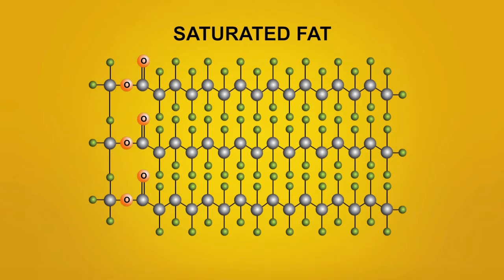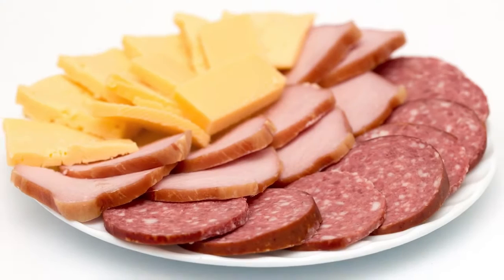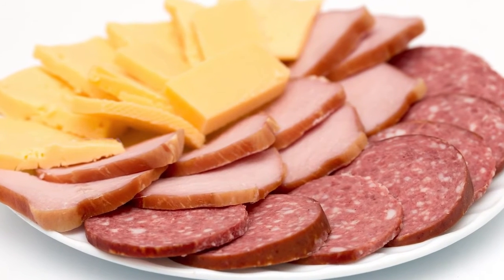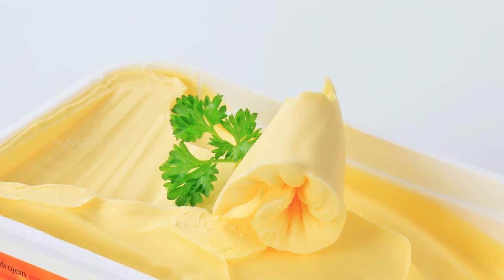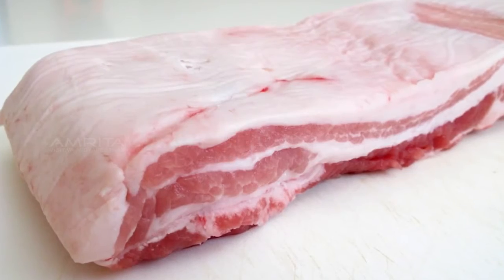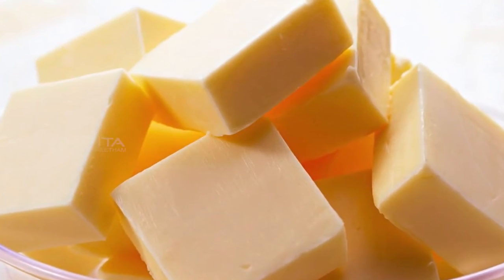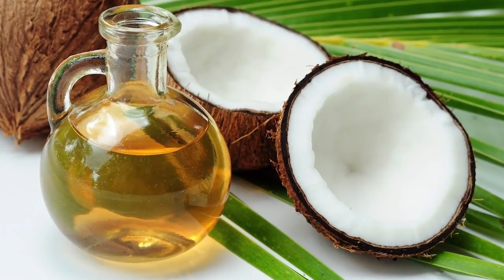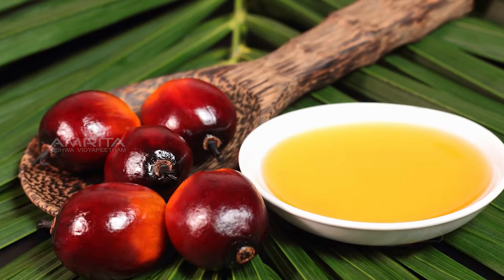Saturated fats contain only single bonds within the carbon chain. Saturated fats are of animal origin and are usually present in the solid form. Examples are meat fat and butter. Coconut oil and palm oil also contain saturated fat.